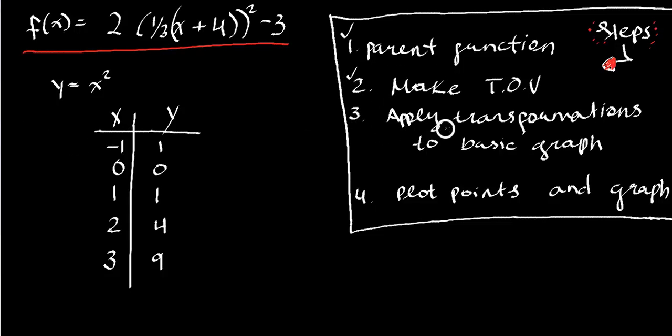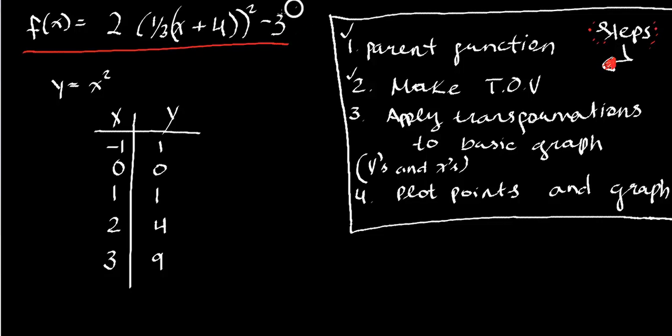The third step, apply transformations to the basic graph, the basic table of values graph, whatever. So, what does this mean? Well, now we have to look at our given function. We have to identify what is going to be happening. I'm going to write the y's and x's. So we have to identify what is applying to this. What is different from this and this?